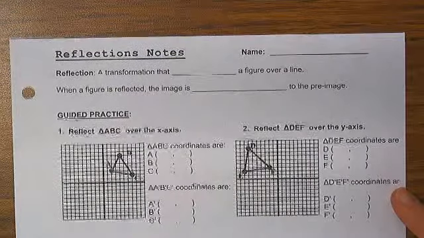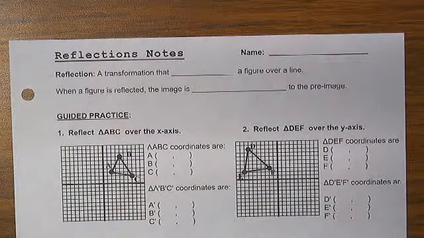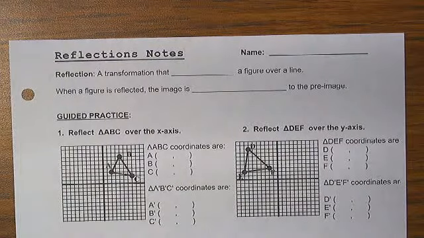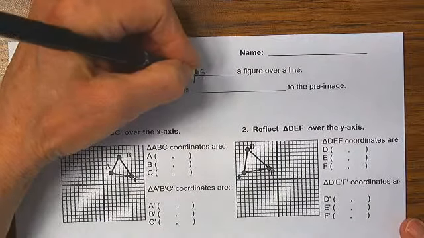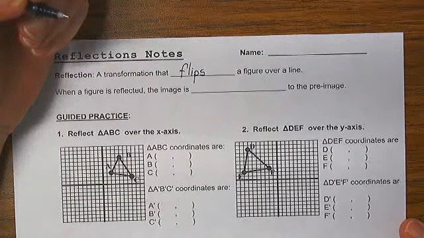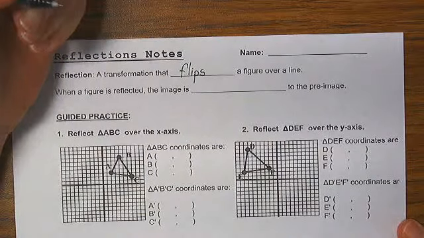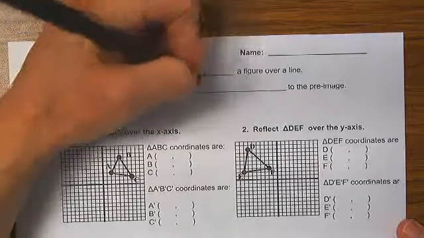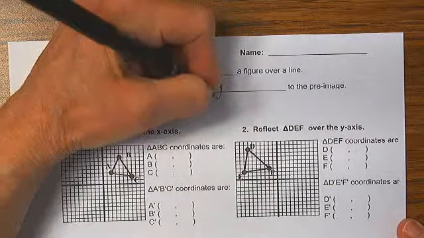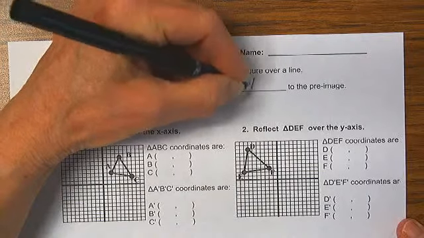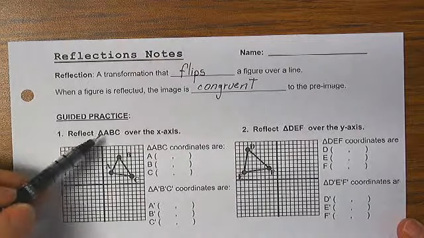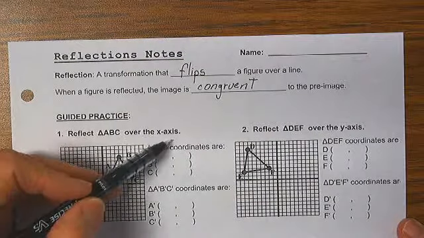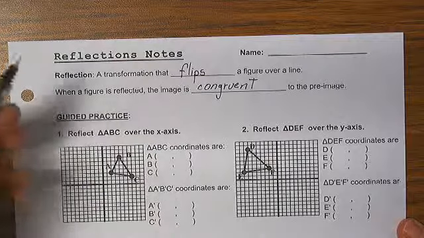Geometry notes on reflections. A reflection is a transformation that flips a figure over a line. When a figure is reflected, the image is still congruent to the pre-image. So if we're going to reflect triangle ABC over the x-axis, what does that mean?